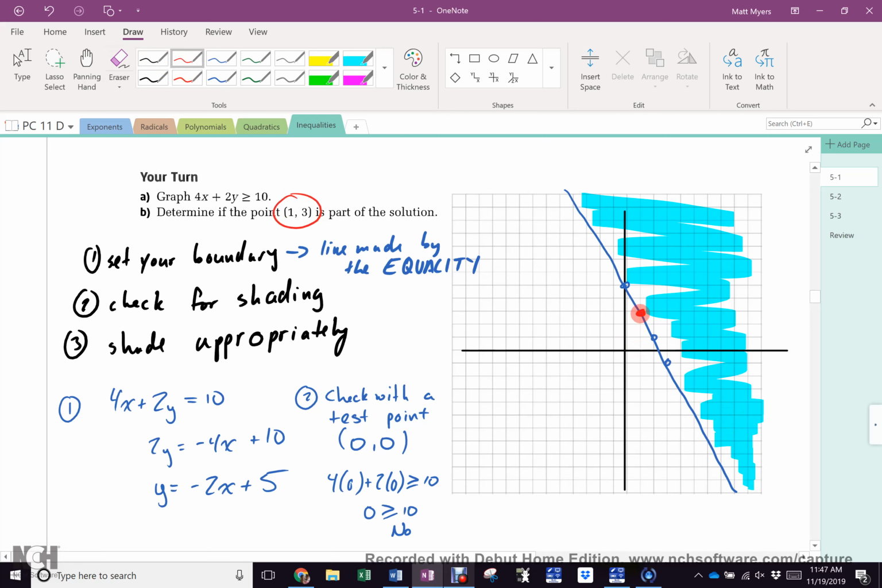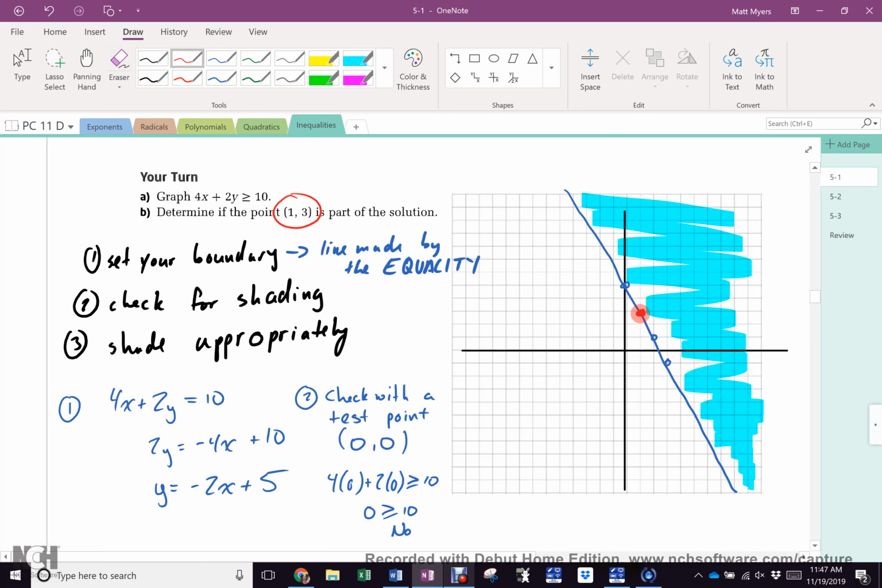3 times 4 is 12. 2 times -1 is -2. 12 minus 2 is 10. Is 10 greater than or equal to 10? Yes. So all of these infinity of points will work. And so will every point in this shaded section.